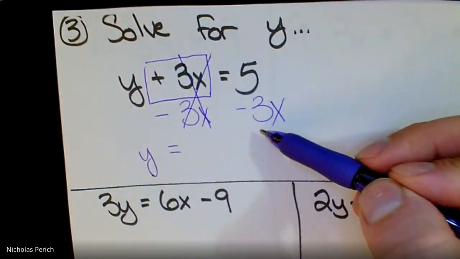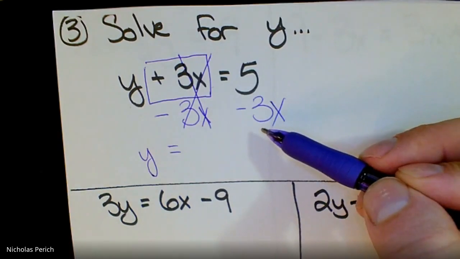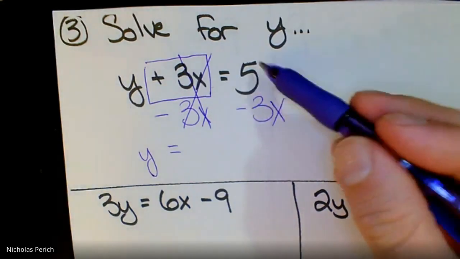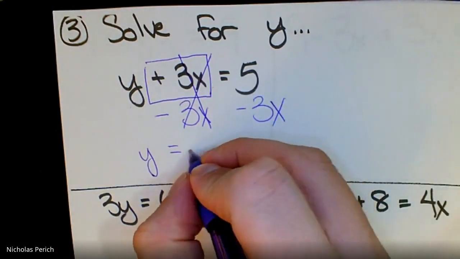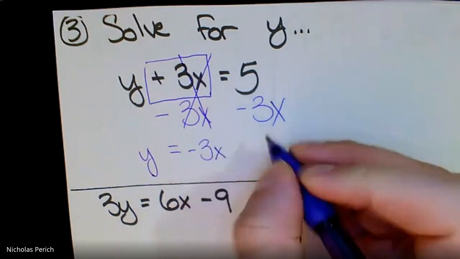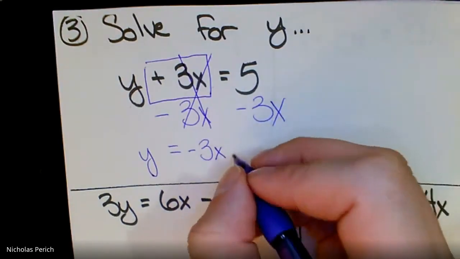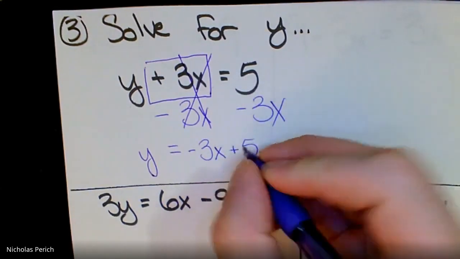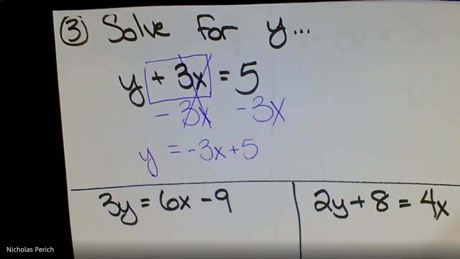Do 5 and negative 3x combine? No, because one has a variable and the other one doesn't. I'm going to write out the negative 3x first because I always like writing out the ones with my variables first. And since that's positive 5, it's going to be plus 5. Is y all by itself now?